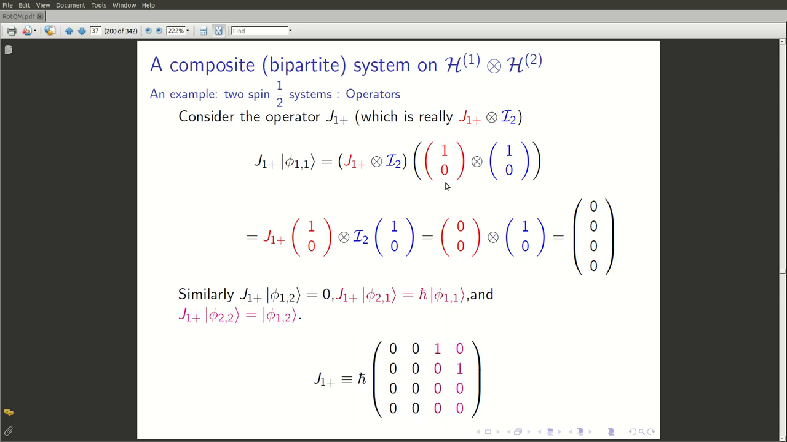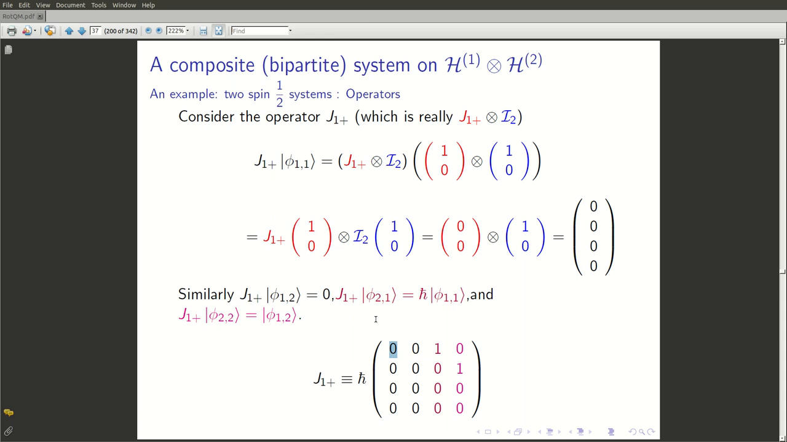And the matrix for this can be easily written down by looking at J1 plus's action on the basis vectors. Remember, because J1 plus phi 1,1 is just all zeros, this is a linear combination of phi 1,1, phi 1,2, phi 2,1 and phi 2,2 with coefficients all 0, and these coefficients go down the first column. So the first column is 0, 0, 0, 0.